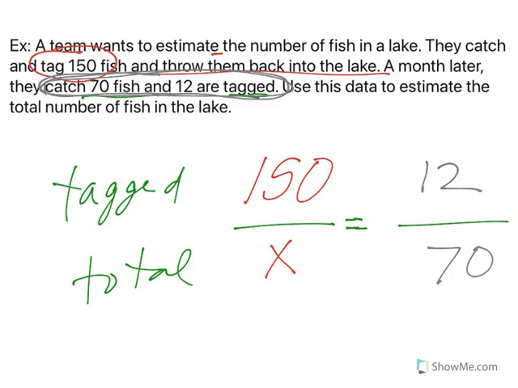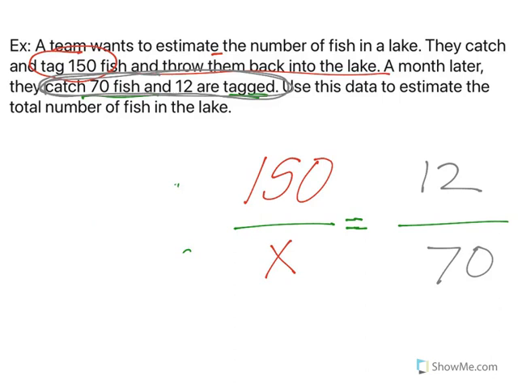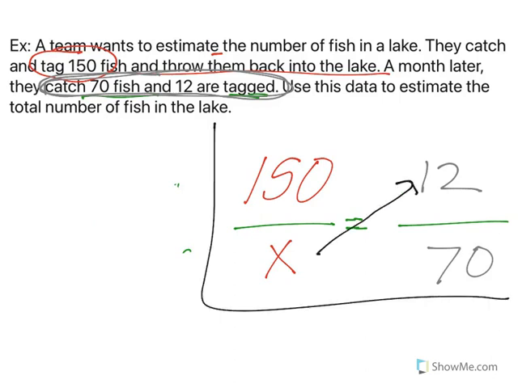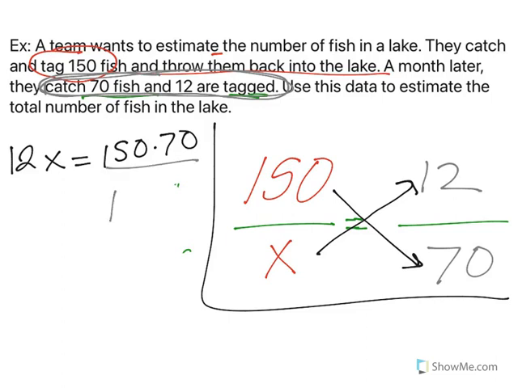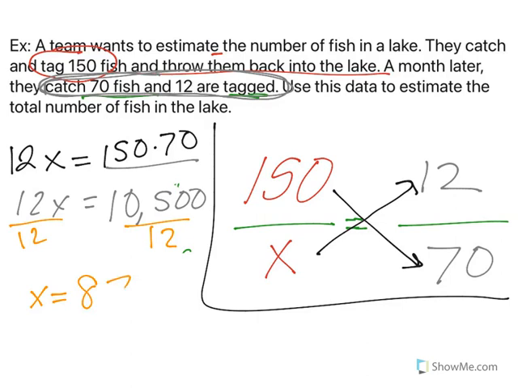So now we're ready to solve after we've set this up. So tagged to total. All right, so let's do this. We cross multiply. Numerator of one to denominator of the other. So 12 times x equals 150 times 70. And 150 times 70 gives me 10,500 equals 12x. Divide both sides by 12 to get the variable by itself. And we get that there are 875 fish in the lake.